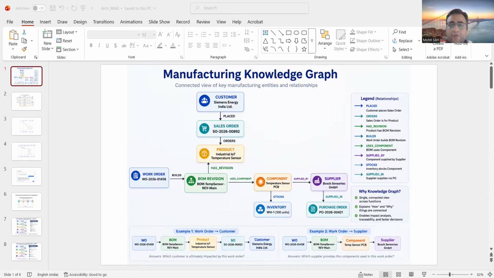Today, I'd like to walk you through the Manufacturing Impact Analysis Engine, or MIAE: the architecture, the core capabilities I have built, and the future enhancements that will evolve it into an intelligent manufacturing decision platform.